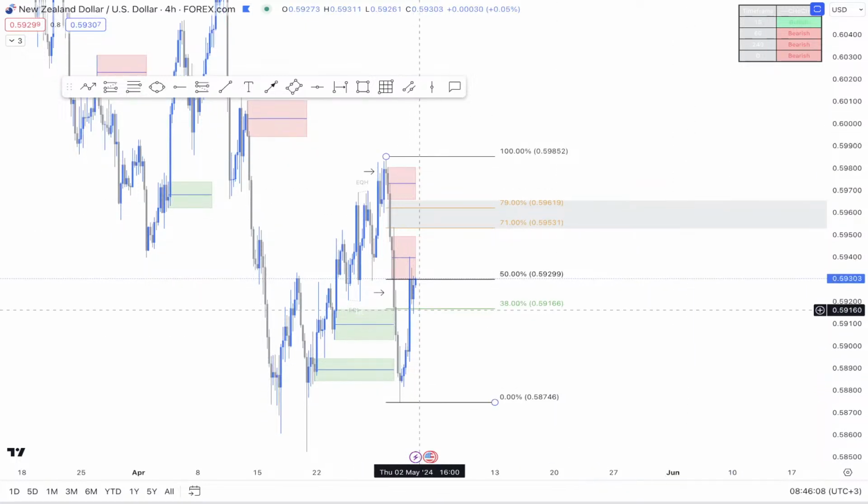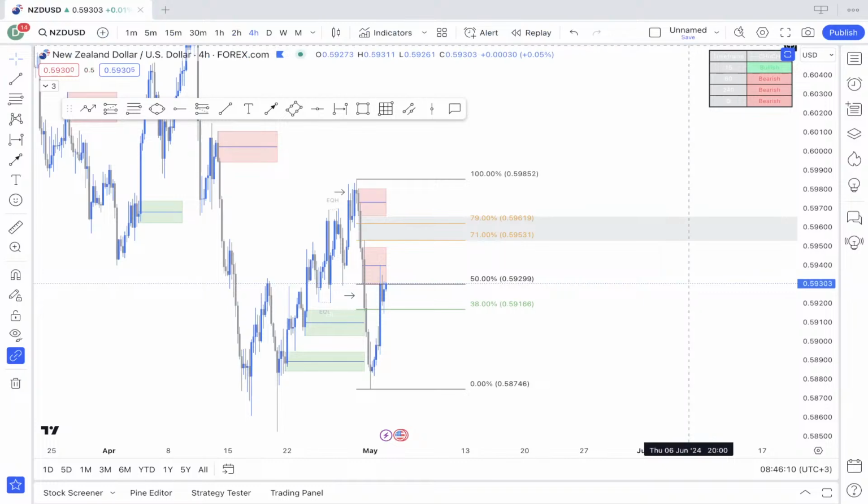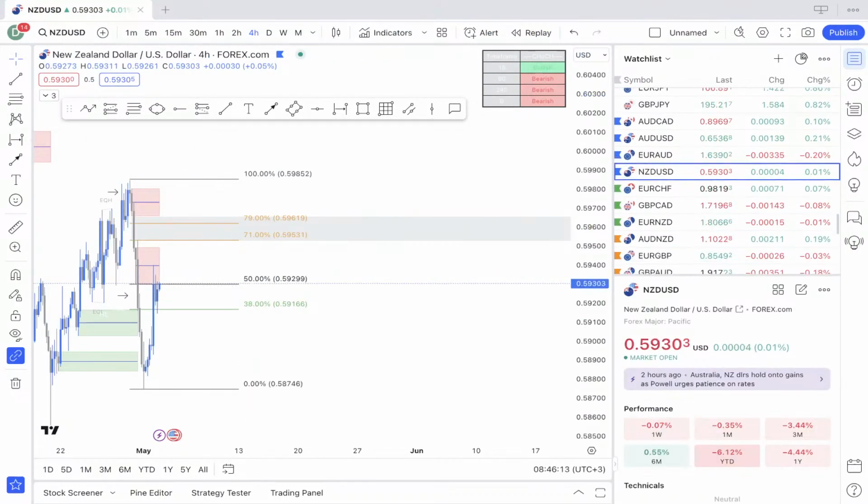And this pullback also looks pretty nice and corrective. Okay, hence why this is again a valid setup.